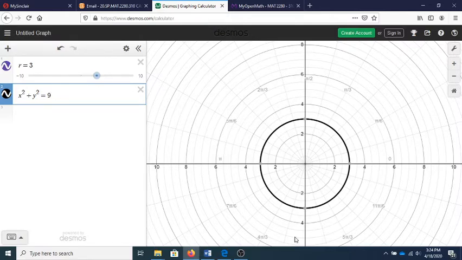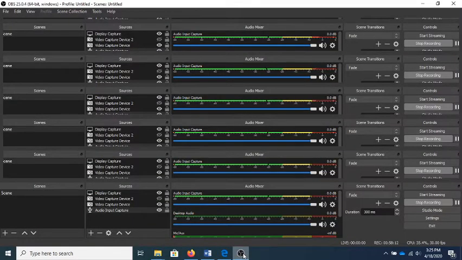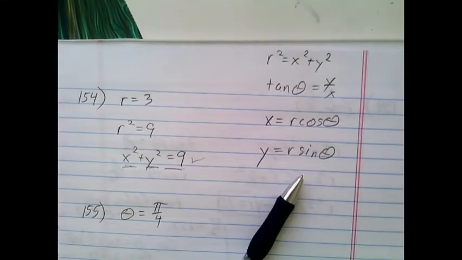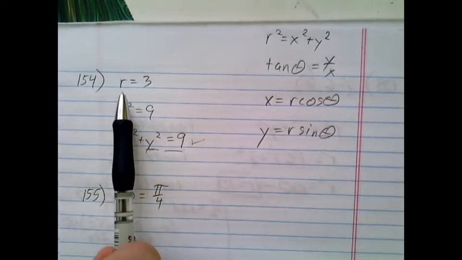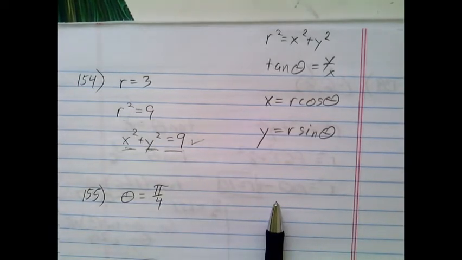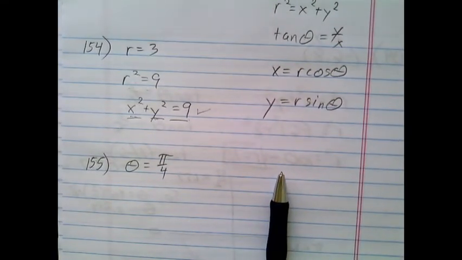Alright, let's do problem 155. Okay, 155 was theta equals pi over 4. Now, unfortunately, Desmos can't really interpret equations that are stated as theta equals something. It can understand polar equations, but they have to be entered solved for r. Okay, Desmos wouldn't know what to do with this, but we know what to do with it.